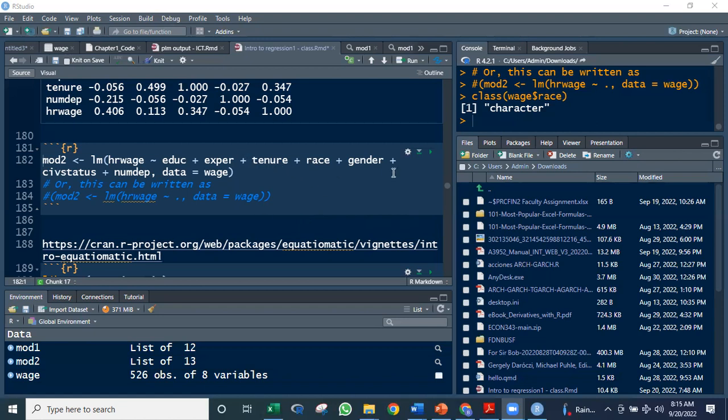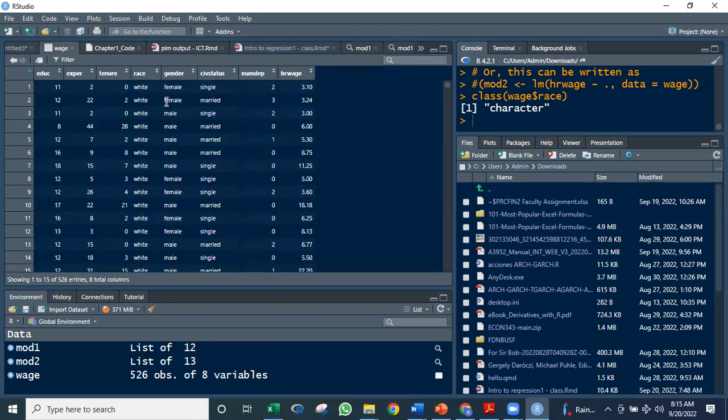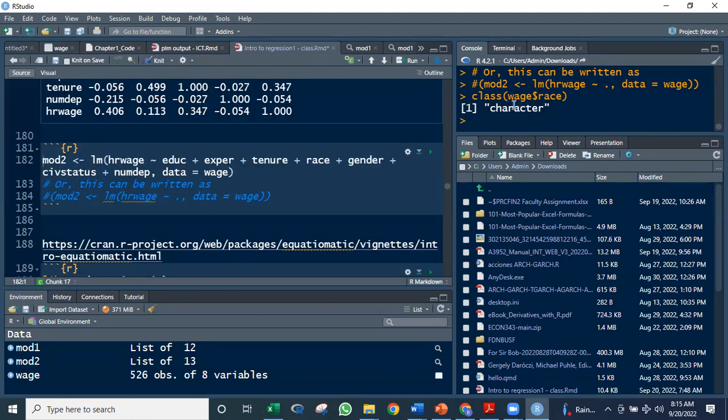But tenure, race, and gender, if you recall, are all categorical variables. That's why I did this, because I was surprised. I was expecting that it would generate an error. If we check the class of gender, it's character. The older versions of R and RStudio will not run this if you're regressing a variable on categorical variables.